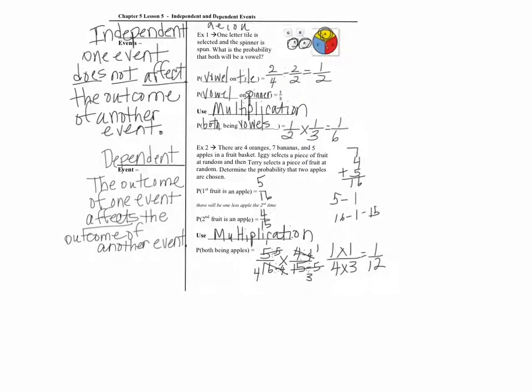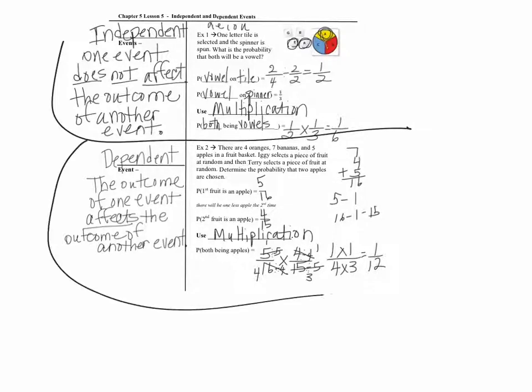If you look at both of these problems, the first example, where you were drawing tiles and spinning a spinner, one event did not depend on the other. So those were considered independent events. Dependent, drawing an apple and then drawing another apple, those were dependent. But we used multiplication on both to solve.